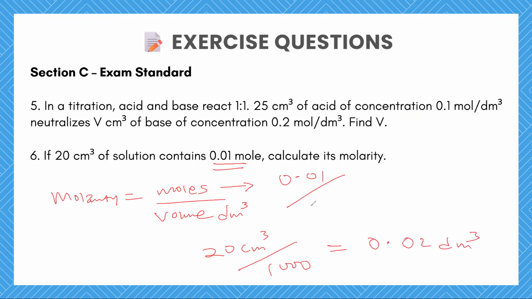So let's plug in our values. We have 0.01 divided by 0.02. What does that give us? It gives us 0.5. What would the unit be? We calculated molarity, and molarity is measured in moles per dm cube. That is the answer to all the sets of the questions.